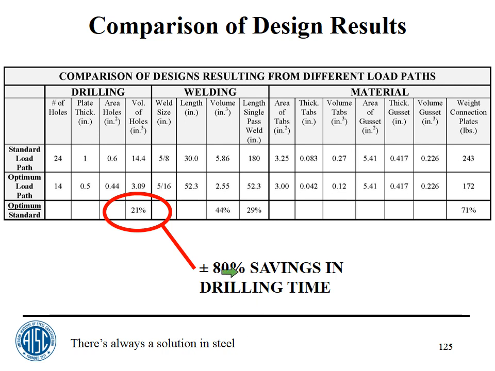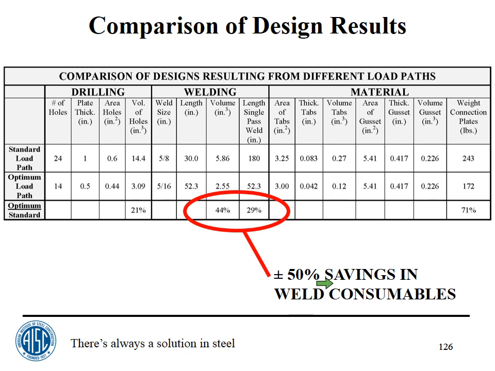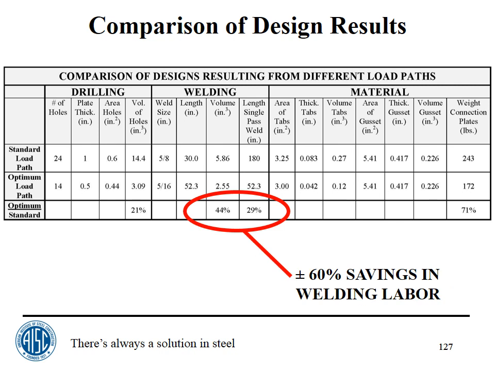With 80% savings in drilling time. We had to not drill as many columns. We had 50% savings in weld consumables. And I think I'm kind of running out of time, so I'm just not going into great detail on this. And 60% savings in welding labor. These are all big deals.